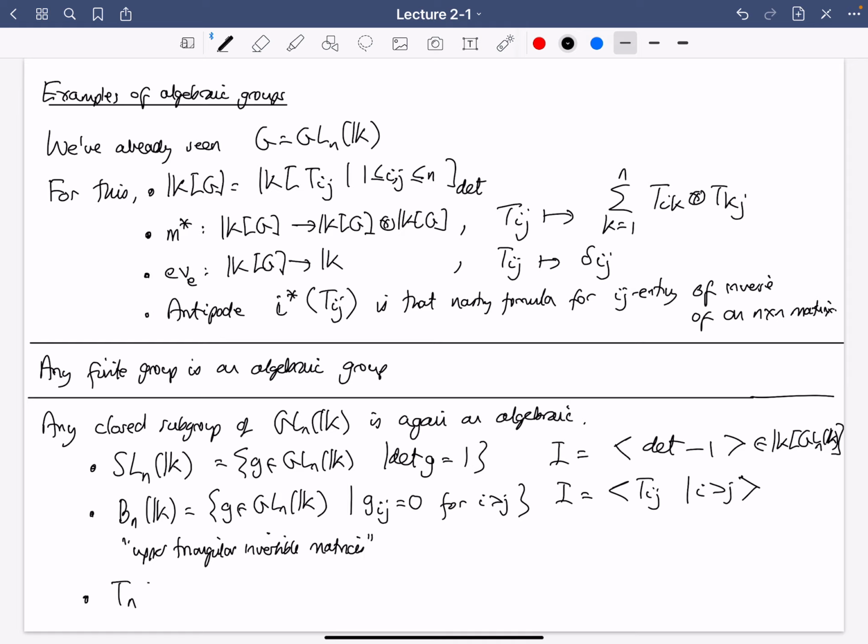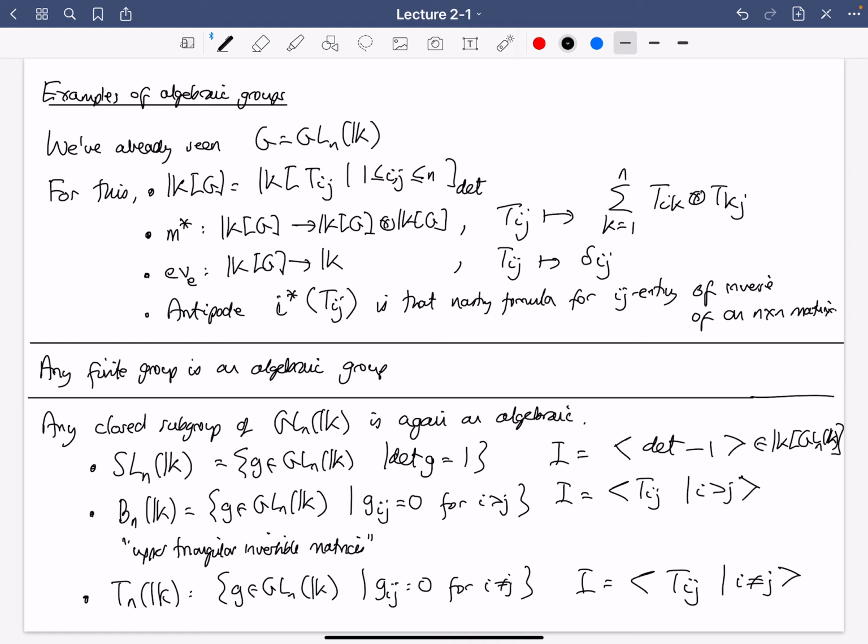Another simple example is TN of K. So this is all the G in GLN of K such that Gij is 0 for i not equal to j. So this is very similar. This vanishing ideal is generated by the coordinate functions for i not equal to j. So this is the diagonal invertible matrices.